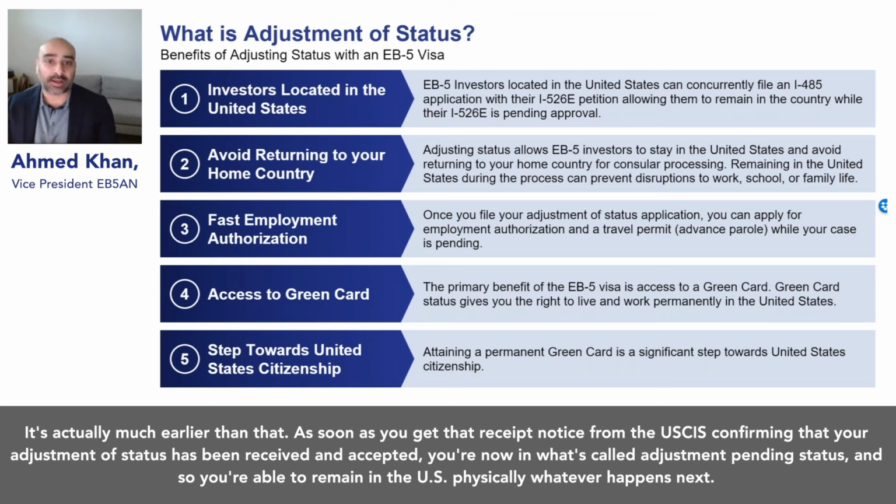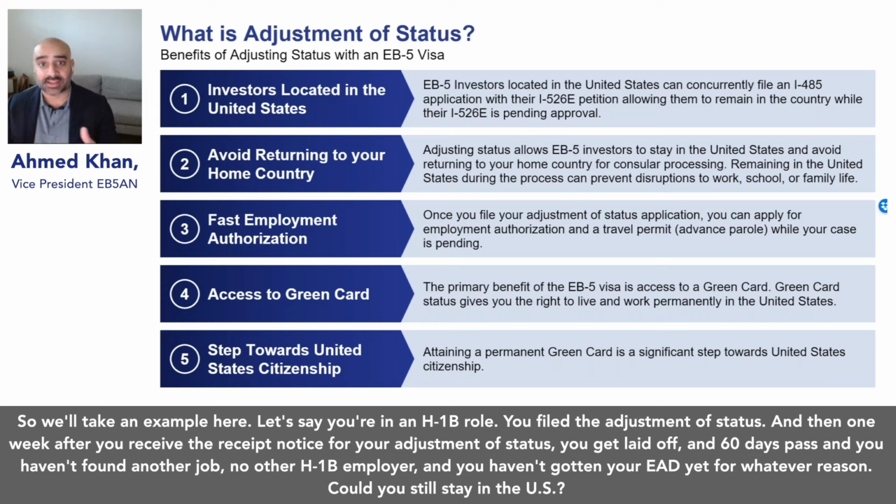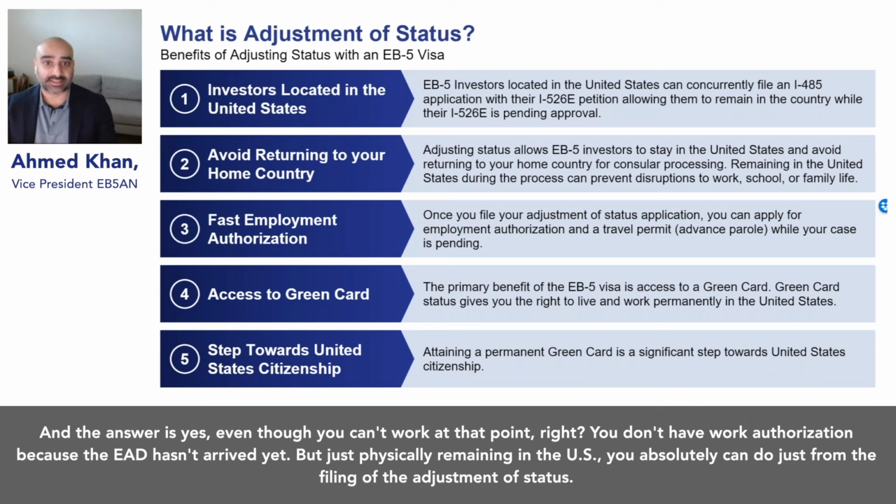So we'll take an example here. Let's say you're in an H-1B role, you filed the adjustment of status, and then 1 week after you receive the receipt notice for your adjustment of status, you get laid off, right? And 60 days pass, and you haven't found another job, no other H-1B employer, and you haven't gotten your EAD yet for whatever reason. Could you still stay in the US? And the answer is yes. Even though you can't work at that point, right? You don't have work authorization because the EAD hasn't arrived yet. But just physically remaining in the US, you absolutely can do just from the filing of the adjustment of status.